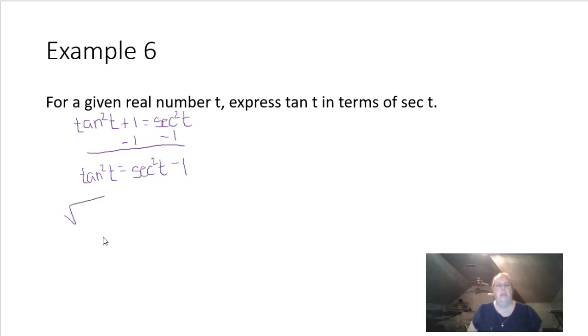And then we can square root both sides so that we can get the tangent of t instead of the tangent squared. Don't forget to put the plus or minus on this side. You get the square root of secant squared of t minus 1. Of course, the radical and the square are going to cancel, and we're left with the tangent of t over here. We can't simplify this one. Don't square root that secant squared because that minus 1 messes everything up. Just leave it as the positive and negative square root of the secant squared of t minus 1.